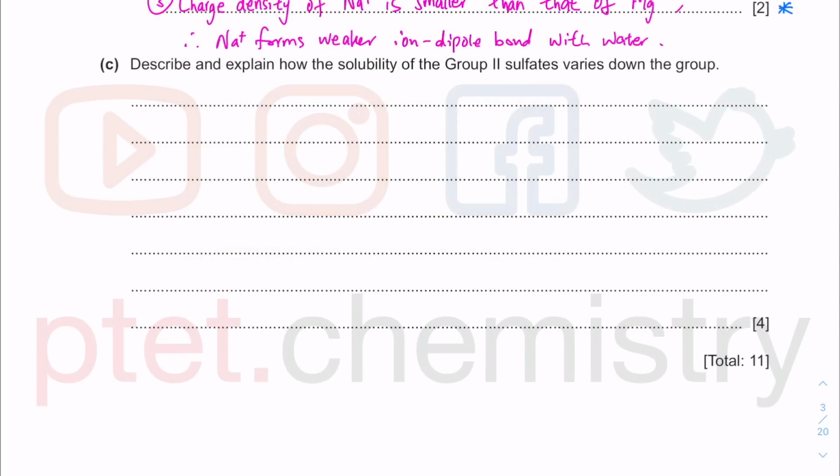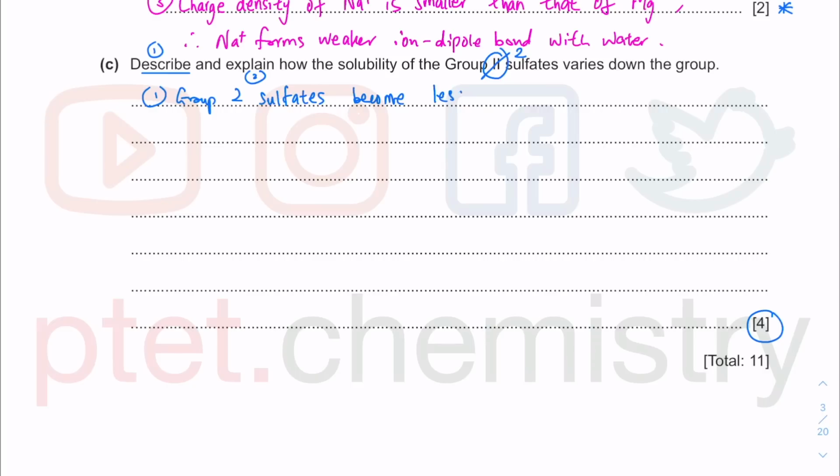Now this last question is a 4 marks solubility essay. So you will no longer be given this Roman numeral. Instead, the new type of question will give you a group 2 sulfate like this. So first of all, what is the trend? Describe and explain. We know that group 2 sulfates become less soluble down group 2.